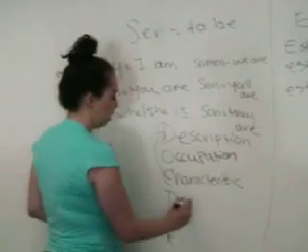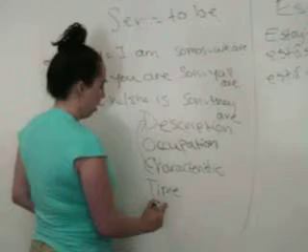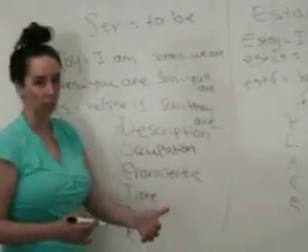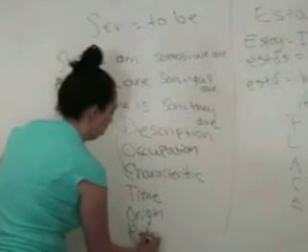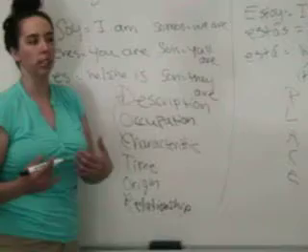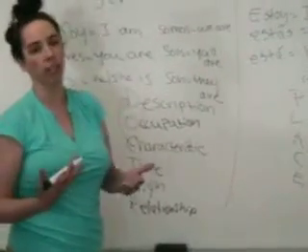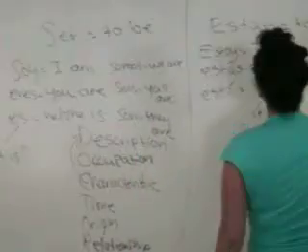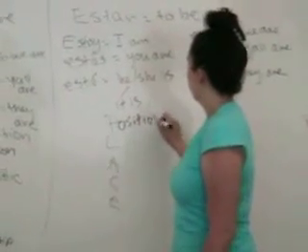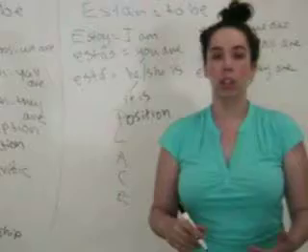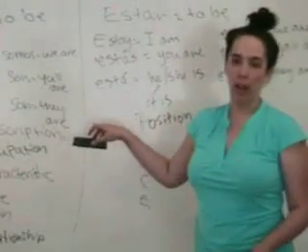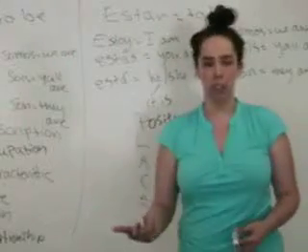Okay? T stands for time. And then the other O stands for origin, which just means where you're from originally. And the R is relationship. Okay, so if you wanted to say she is my friend, that would be an example of a relationship. Now for place and Estar, the P stands for position. And what we mean by position is, let's say that this eraser is next to the blackboard. That would be its position.